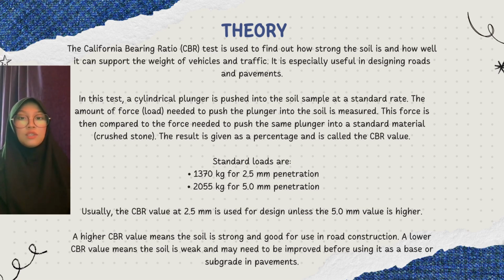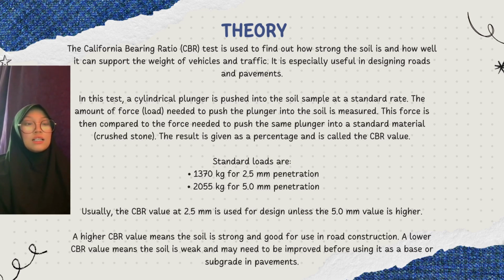Theory. The California Bearing Ratio (CBR) test is used to find out how strong the soil is and how well it can support the weight of vehicles and traffic. It is especially useful in designing roads and pavements. In this test, a cylindrical plunger is pushed into the soil sample at a standard rate. The amount of force or load needed to push the plunger into the soil is measured. This force is then compared to the force needed to push the same plunger into a standard material, which is crushed stone. The result is given as a percentage and is called the CBR value.